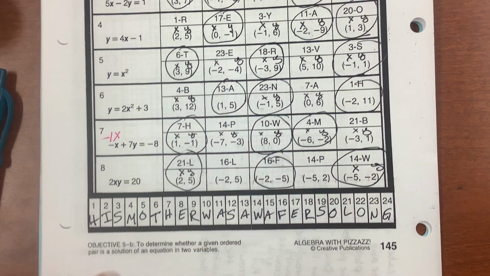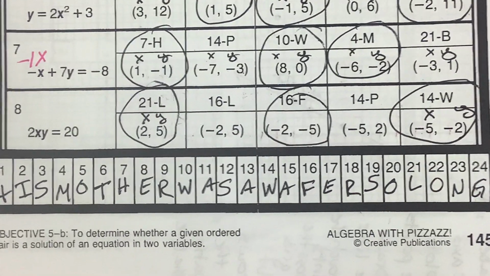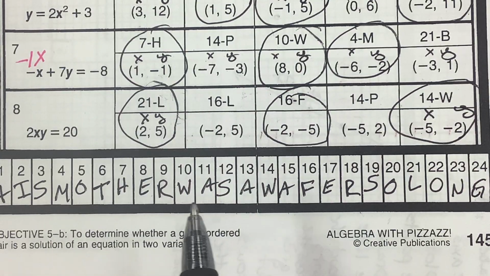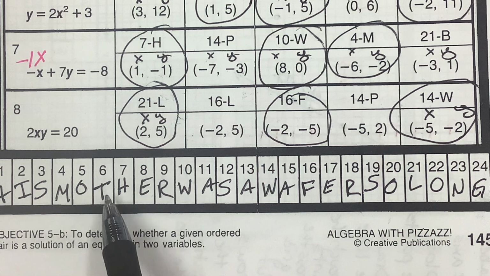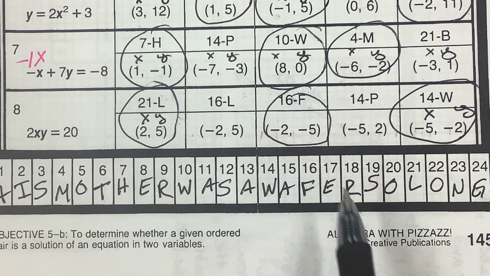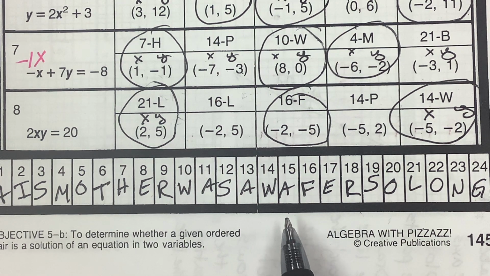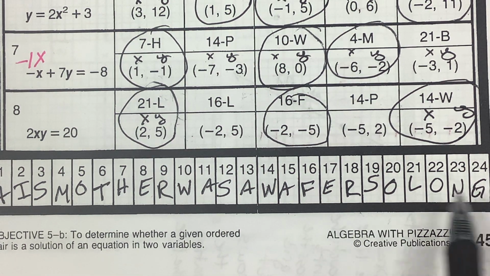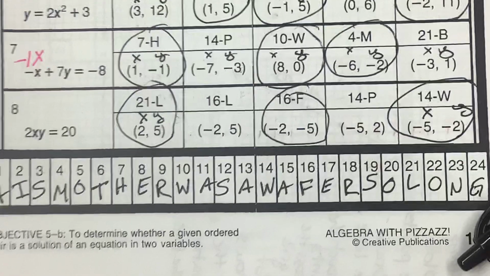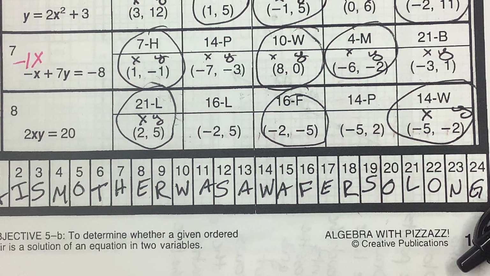And let's see what we have here. Why was the baby cookie sad? His mother was a wafer so long. Oh my God, his mother was a wafer so long. Why was the baby cookie sad? His mother was... This is no good.